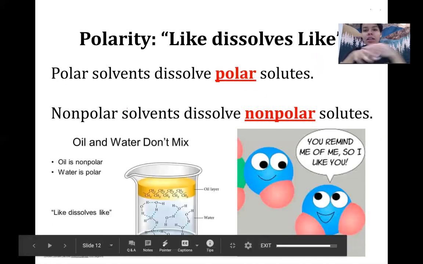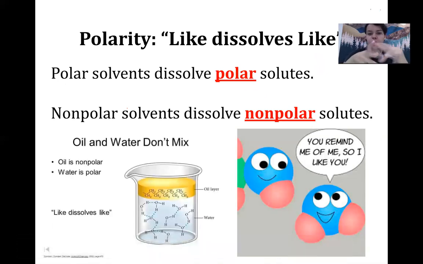So polarity. Like dissolves like, as I alluded to earlier. Polar solvents dissolve polar solutes, and non-polar solvents dissolve non-polar solutes. You see my little image right here. Oil is non-polar and water is polar. So when you put them together, you notice that they don't mix, right? They don't dissolve in each other. They're not alike. So there's going to be a layer of oil and a layer of water.